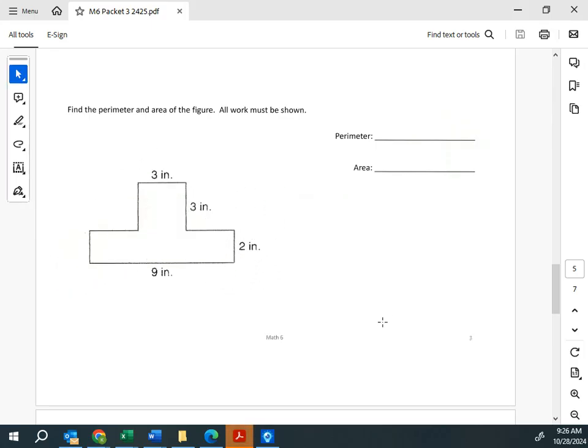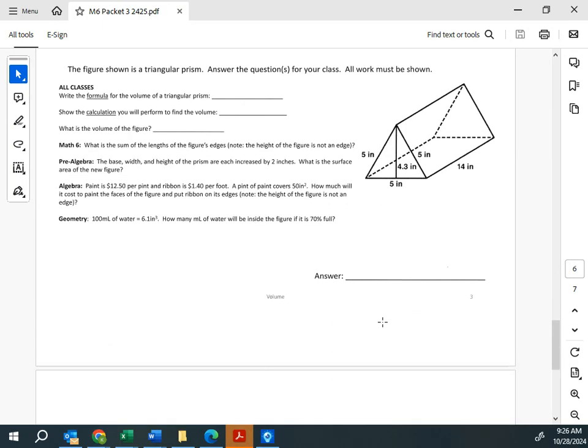Next page. Our next page has a triangular prism. Now, we've been working with rectangular prisms. With the triangular prism, to find the volume, it's similar to what we did for a rectangular prism, but we have an added step. We need to divide by a half. Our base times our height times our length.